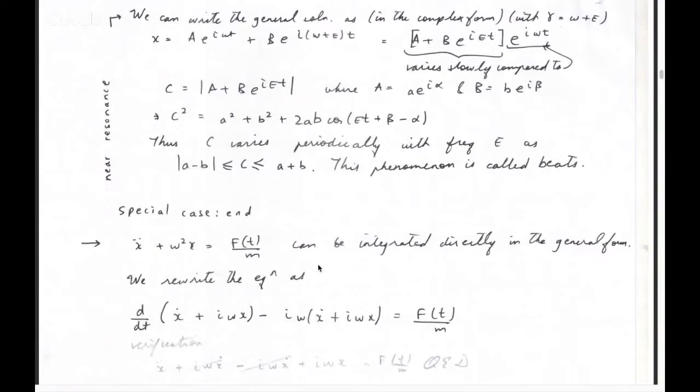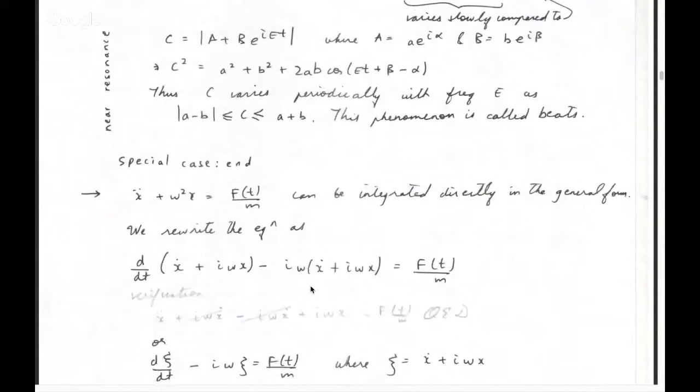So far so good. So now we try to do this in the complex form. Now we write x as a exponential(i omega t) plus b into exponential(i(omega plus epsilon)t). Now clearly this term is slowly varying compared to this one, because epsilon is very small compared to omega, because omega and gamma are of the same order. So from here you compute the value of c, and you can see that c varies between mod of a minus b to mod of a plus b. This phenomenon is what is called beats, when you have two frequencies in the problem.